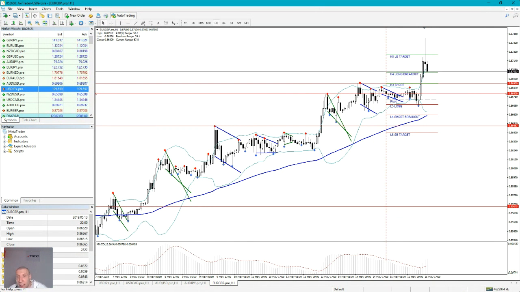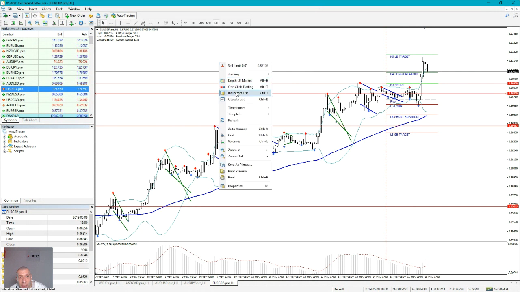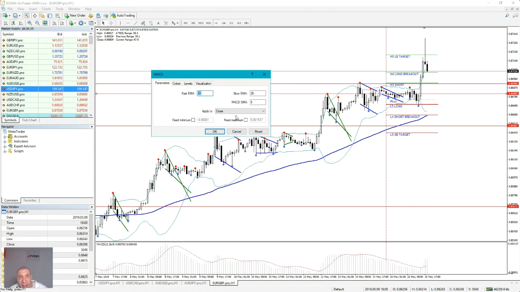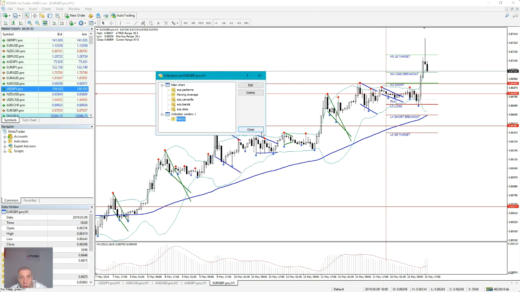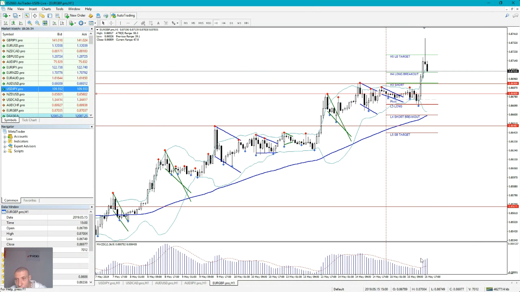Now, how you actually use that, one more indicator. It's MACD, standard MACD, 12, 26, 9. Change the color from the silver. Also, you can change it to blue, so it will be easier for you to see.